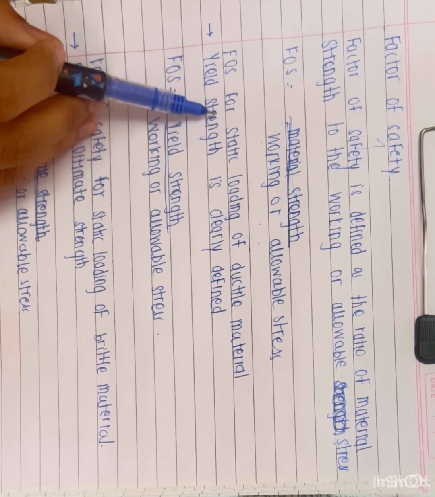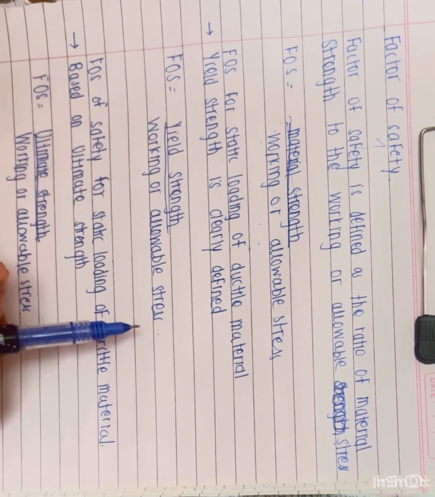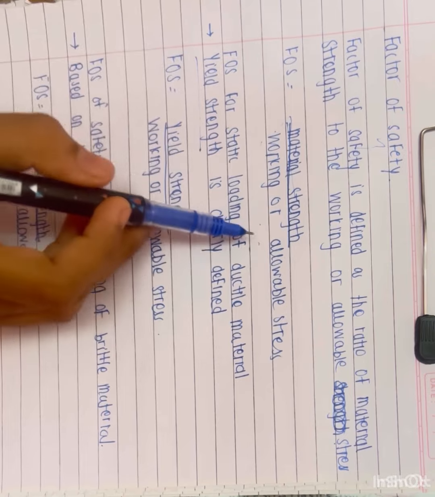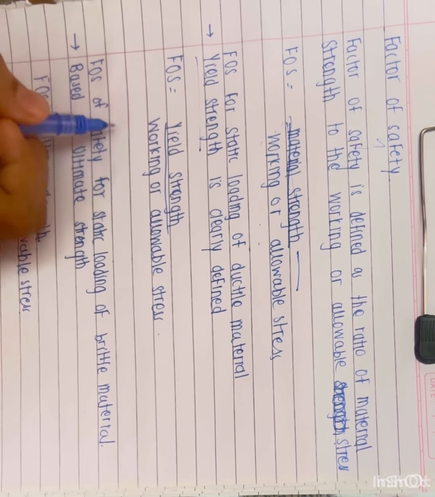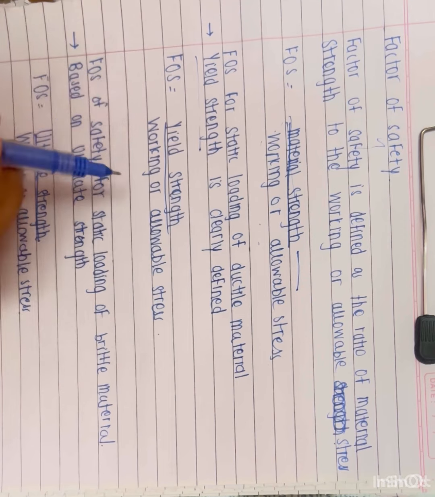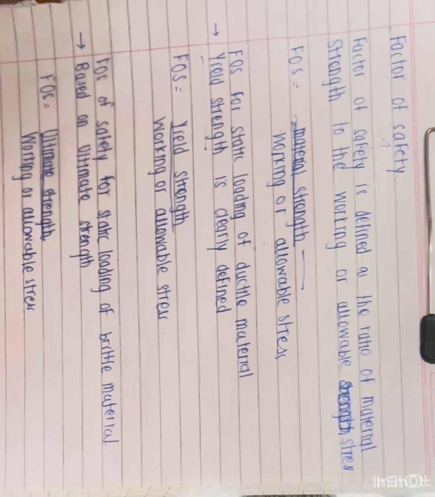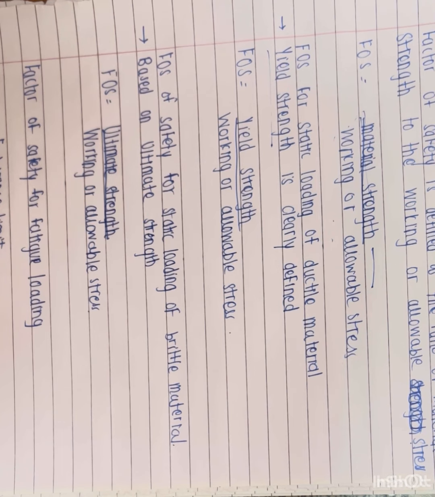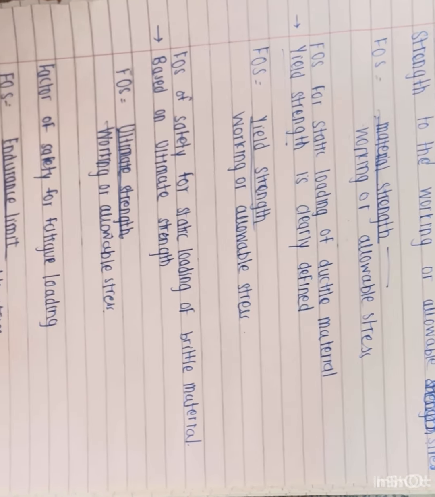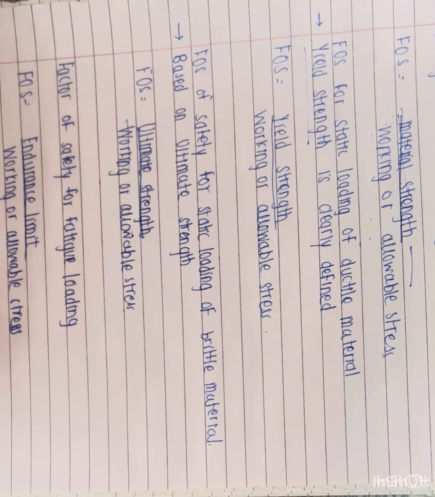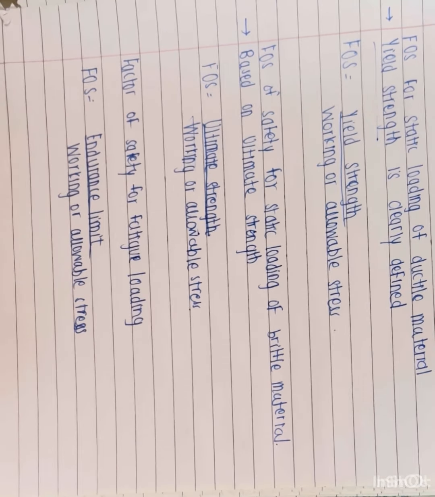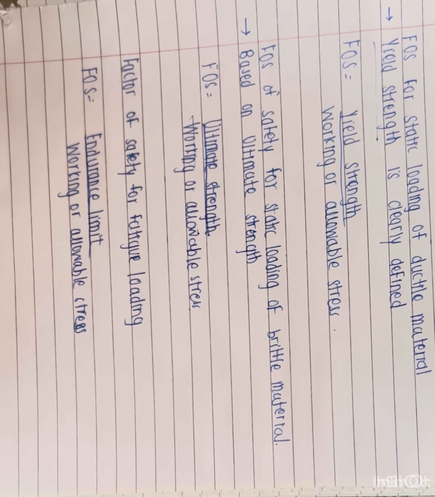For factor of safety of static loading of ductile material, yield strength is considered instead of material strength. So the formula changes to yield strength upon working or allowable stress. Factor of safety for static loading of brittle material, in that material strength is replaced by ultimate strength. So its formula becomes ultimate strength upon working or allowable stress. And for fatigue loading, endurance limit is used instead of material strength. So its formula becomes endurance limit upon working or allowable stress.